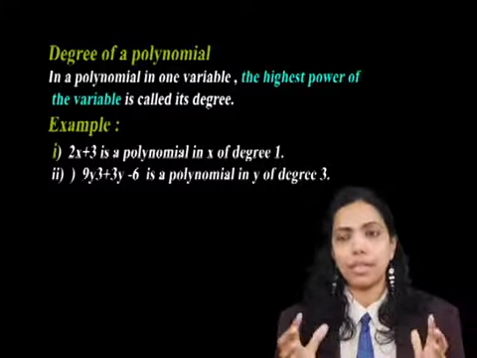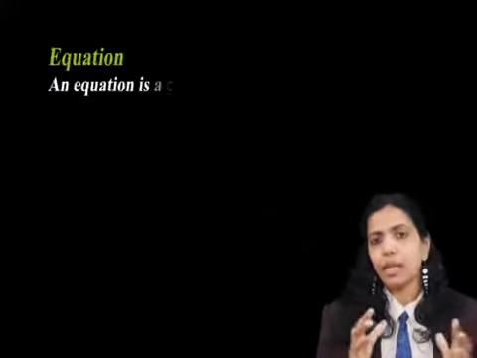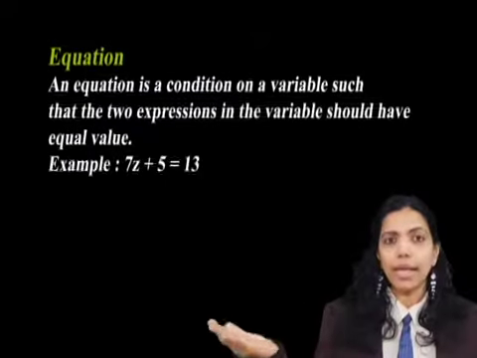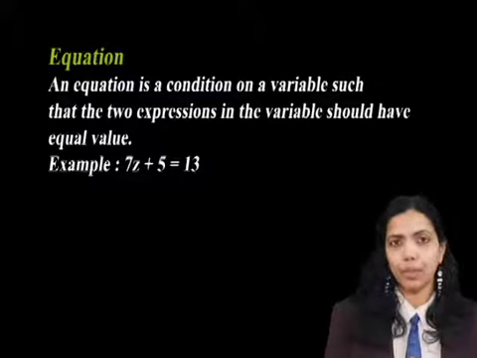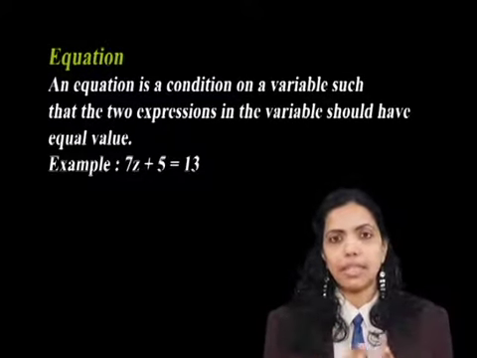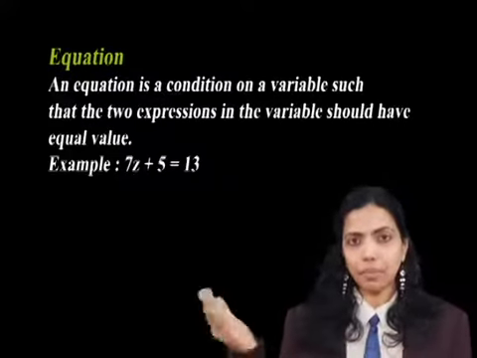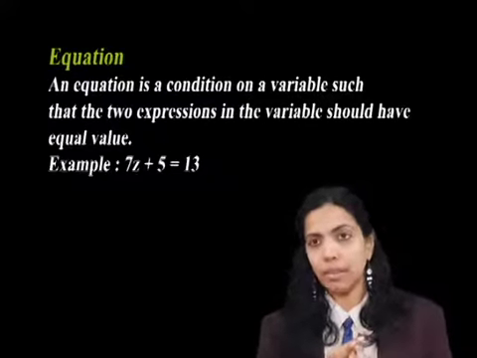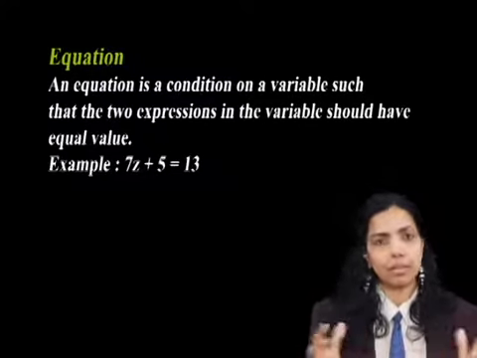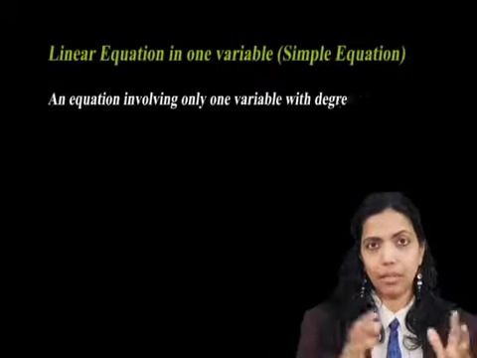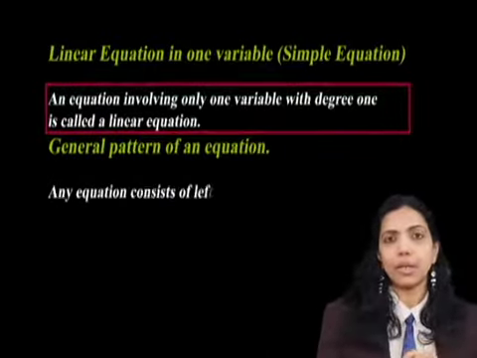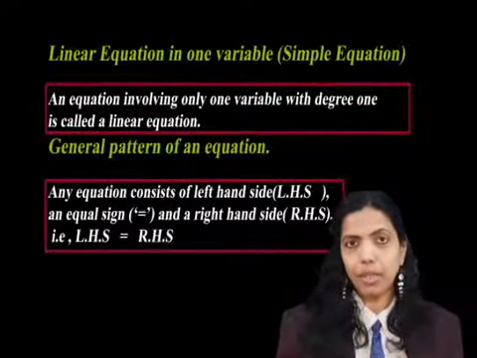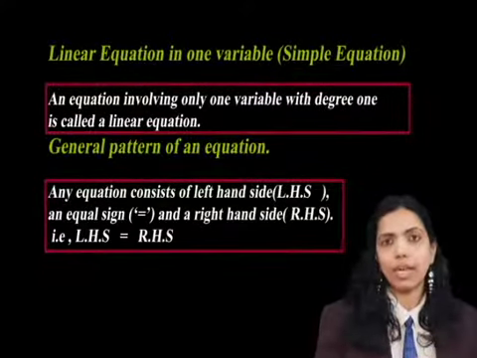We can go back to the concept of equation, simple equation. An equation is a condition on a variable such that the two expressions in the variable should have equal value. For example, 7z plus 5 equals 30. We have two expressions, 7z plus 5 on one side, and on the other side we have the number 30. Linear equation in one variable is the same as simple equation. We can have the definition for that. An equation involving only one variable, that is specific, only one variable is involved, with degree 1 is called a linear equation.